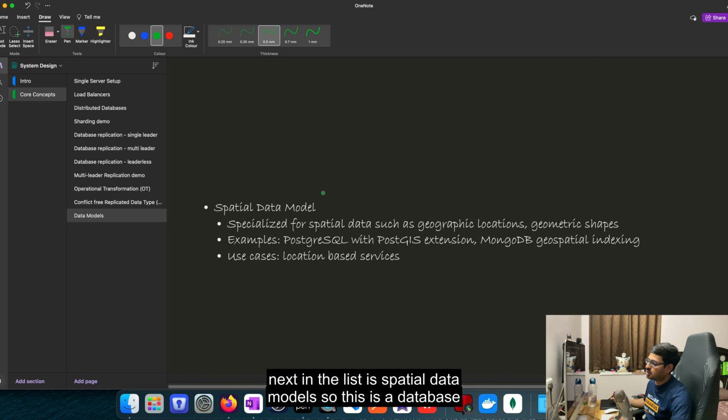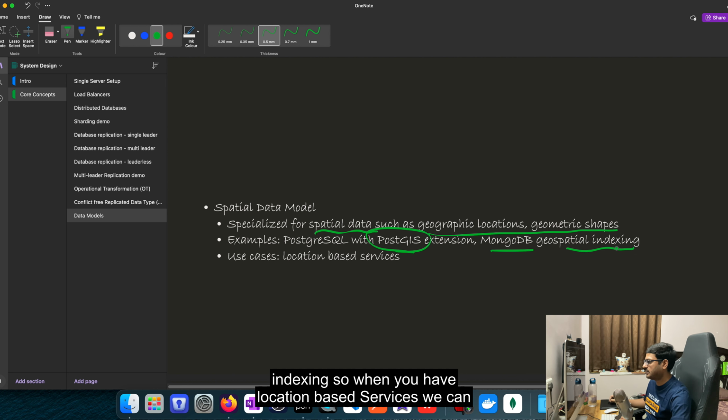Next in the list is spatial data model. So this is a database that is specialized for spatial data such as geographic locations or geometric shapes. So we have support from Postgres with PostGIS extension. MongoDB also has support with geospatial indexing. So when you have location-based services, we can make use of spatial data model, right?